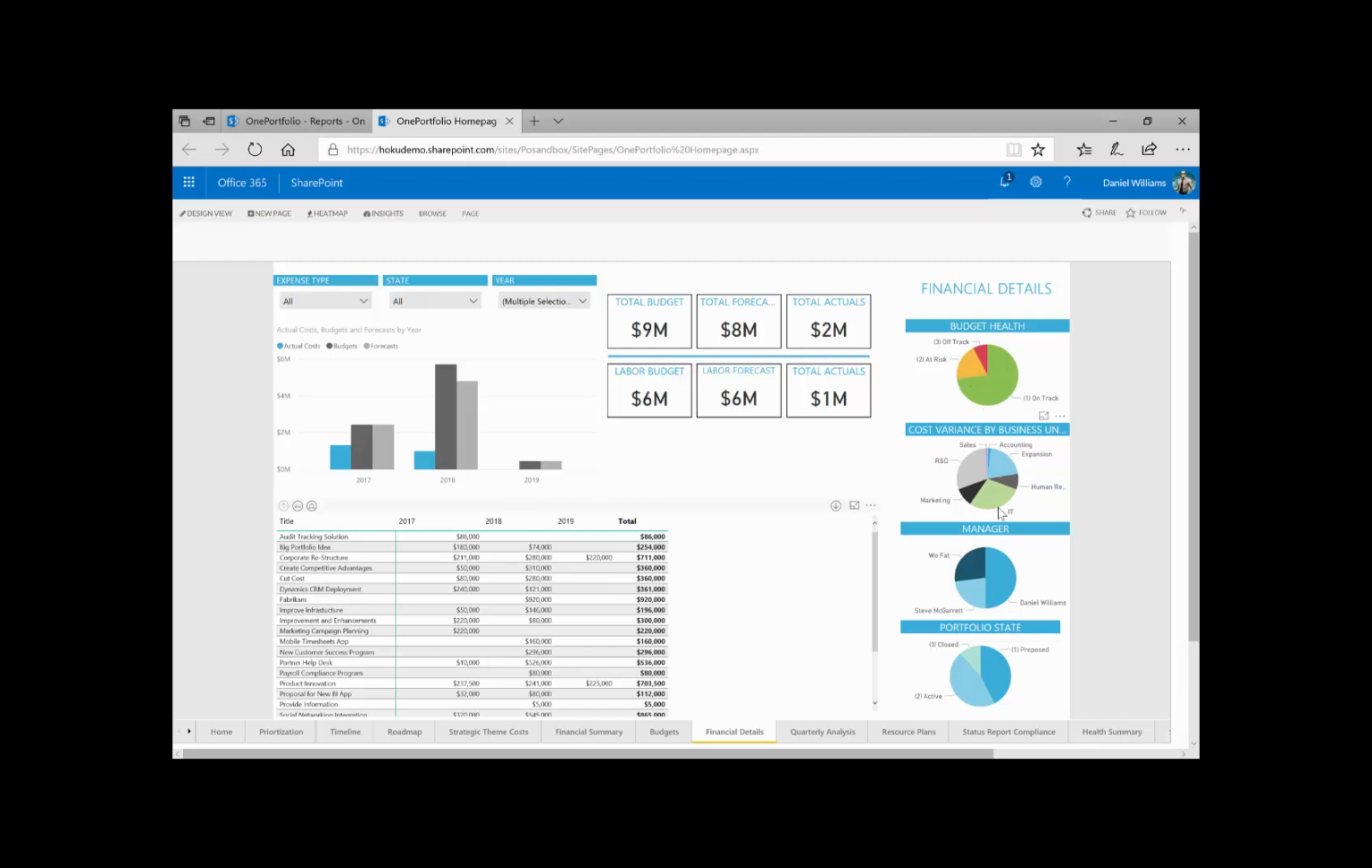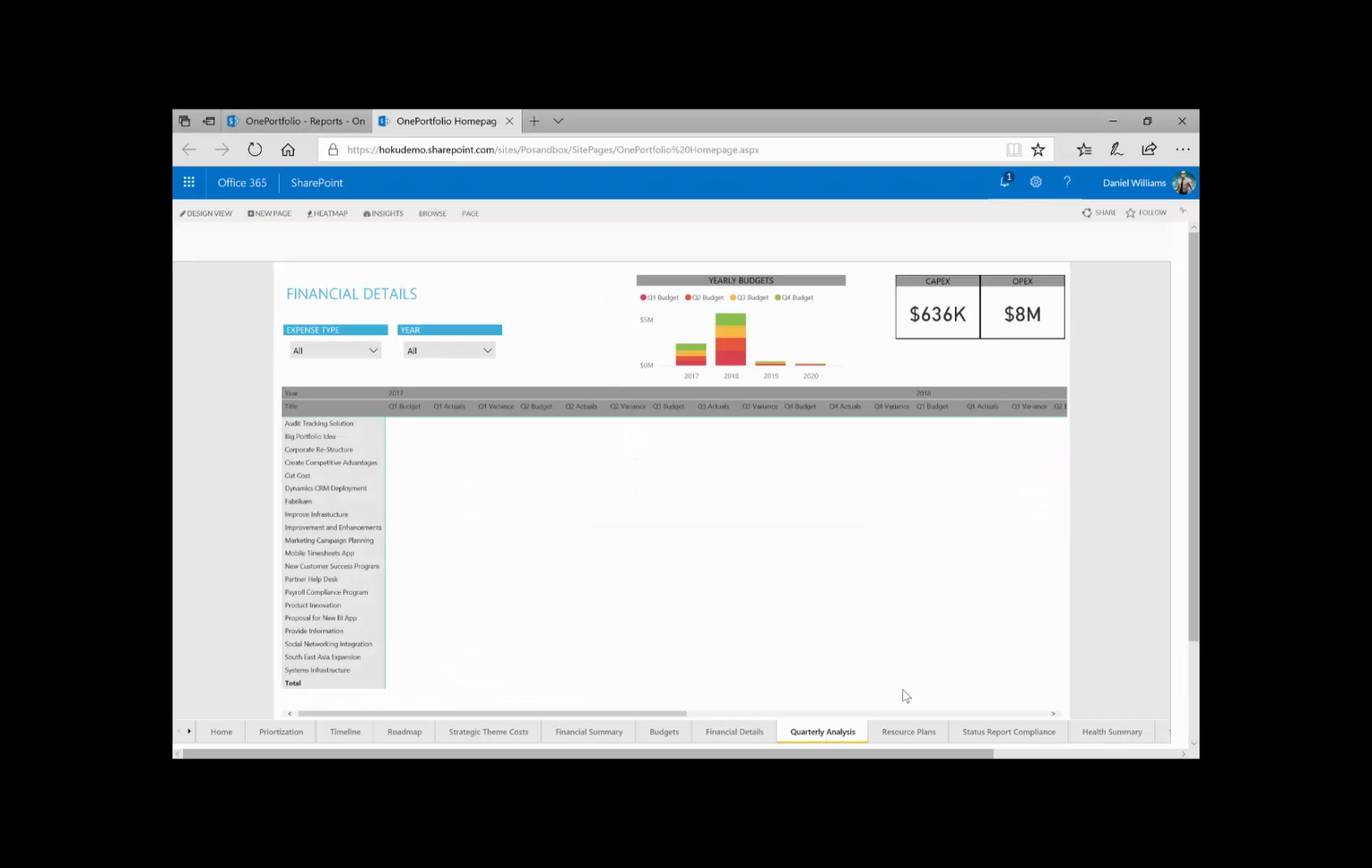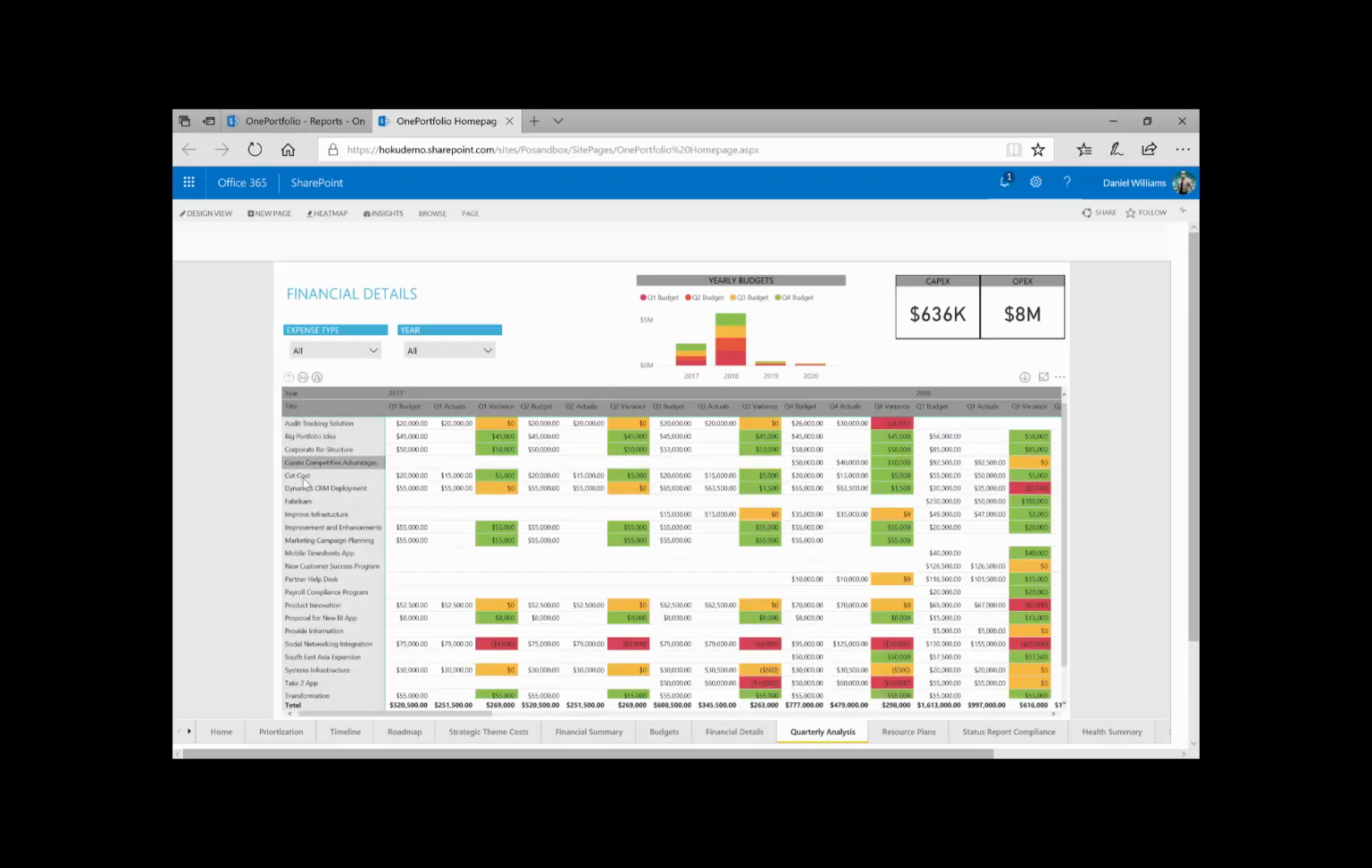Once again, I can use any of the budget and other types of metrics from these visualizations as filters as I want to go in and drill into the specific pieces of information I want. Also, if I look at this from a quarterly analysis perspective, I can look at each of my portfolio items. I can look at on a quarterly basis what I budgeted, what my actuals are, and what that variance is, budget versus actual.